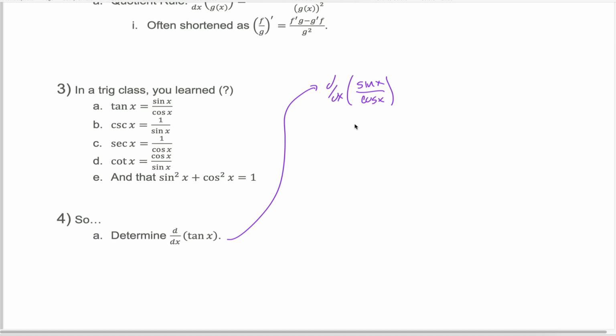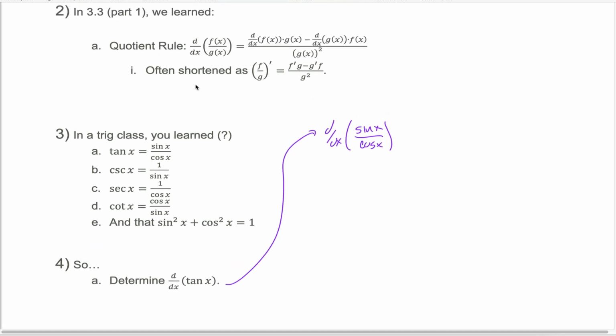And I'd be like, no, absolutely not. Because when we're taking the derivative of a quotient, you can't just take the derivative of the top and the derivative of the bottom. You have to use the quotient rule. Oh, yeah, right. Okay, so what would be the derivative of sine over cosine?